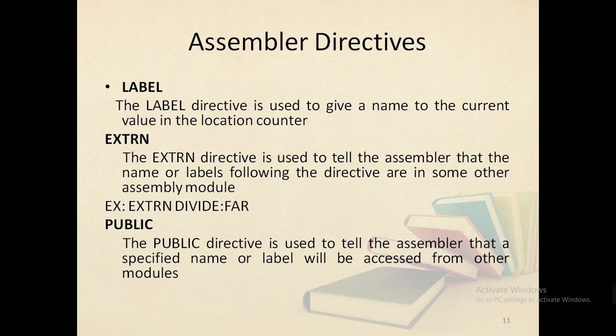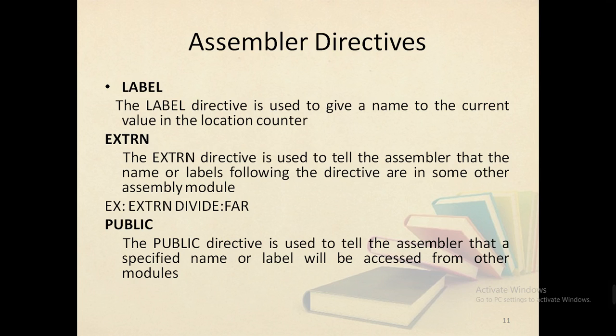Suppose we take an example, EXTRN DIVIDE:FAR. It tells the assembler that DIVIDE is a label of type FAR in another assembly module. Names or labels referred to as external in one module must be declared public with the PUBLIC directive in the module in which they are defined.